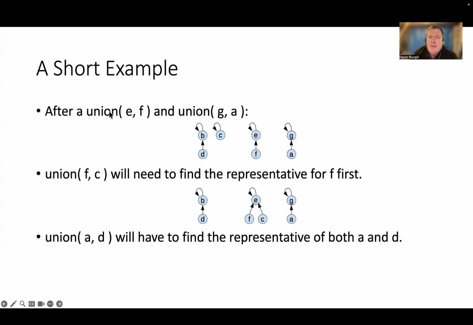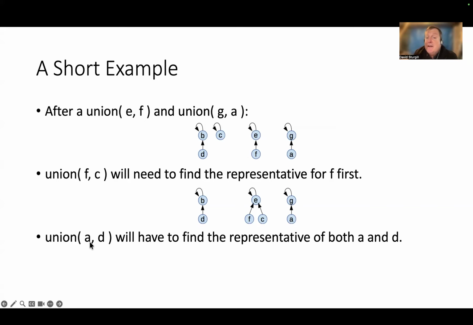Continuing, if I wanted to put together the sets that contain E and F, I find E's representative and then make F's representative point to it. They were previously singleton sets, so now they look like this. If I did the same thing with G and A, I might hook A under G like this. And then from there, if I union F and C, here it starts to get a little bit more interesting. F is represented by E. C is represented by itself, so I could just hook C under E as a child. And now I've merged those two sets.